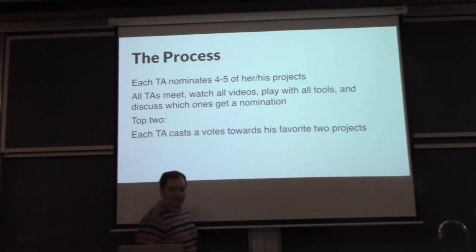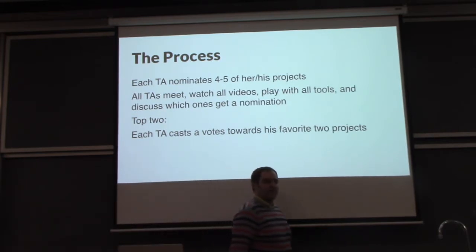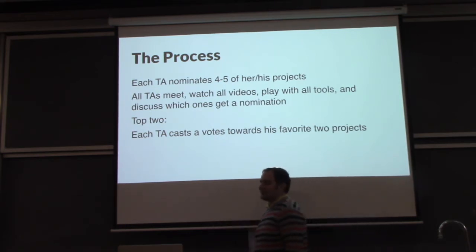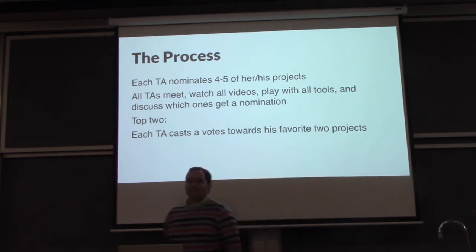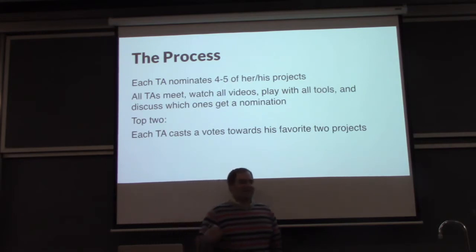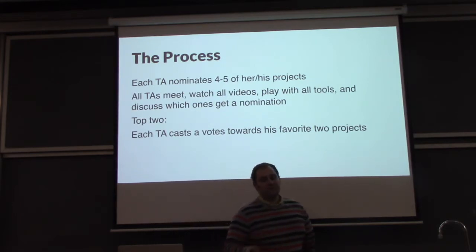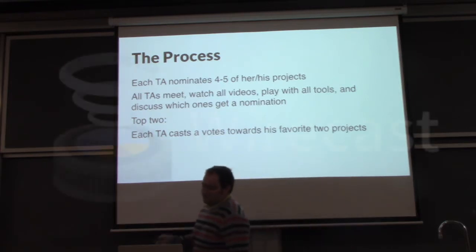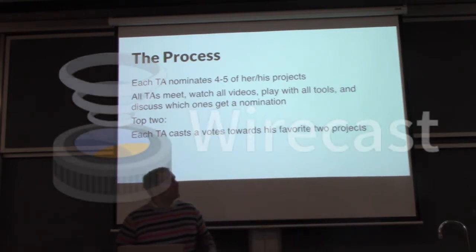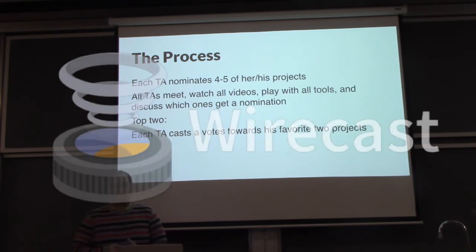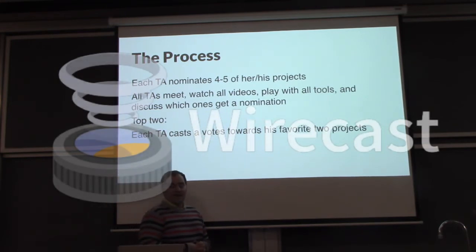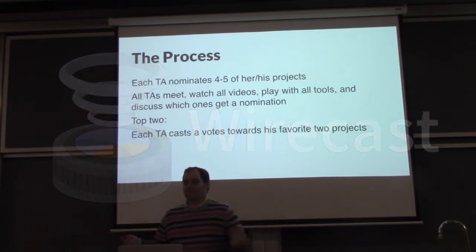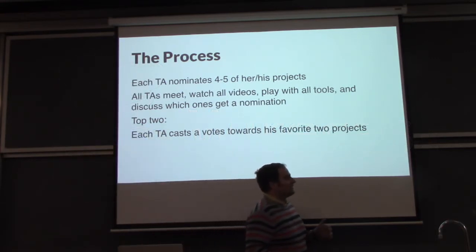So how this works is each TA nominates 4 to 5 of her or his projects. Every TA goes through all of their projects, and then we sit down for a 3-hour meeting with pizza and discuss all of your projects, watch all of your videos, look at the projects themselves, and then we decide which projects deserve extra credit, and we nominate all of them. Once we have nominated all of those that have extra credit, we vote on the top 2 projects.